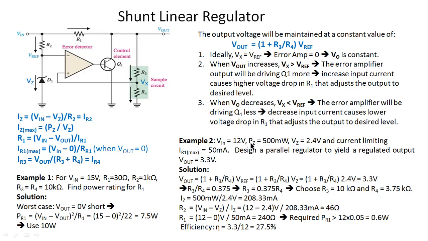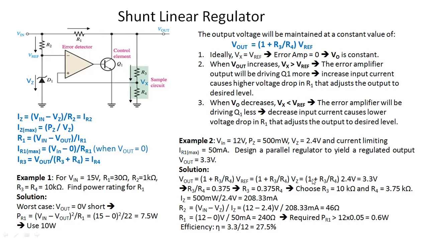If we are having another example, like V in equal to 12 volt, PZ they have given, VZ they have given, current value for the R1, that R1 they have given. Design a parallel or shunt linear voltage regulator to yield regulated output voltage. So we are having the output voltage formula, V out equal to 1 plus R3 upon R4. R3 and R4 they are not giving the same.